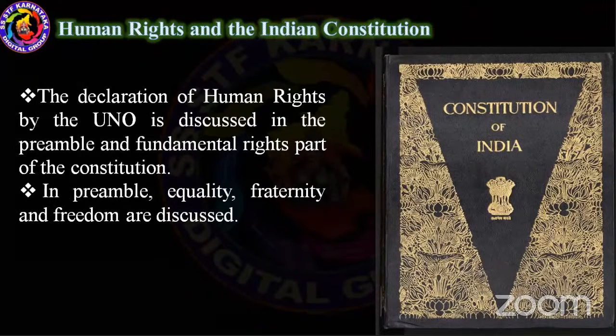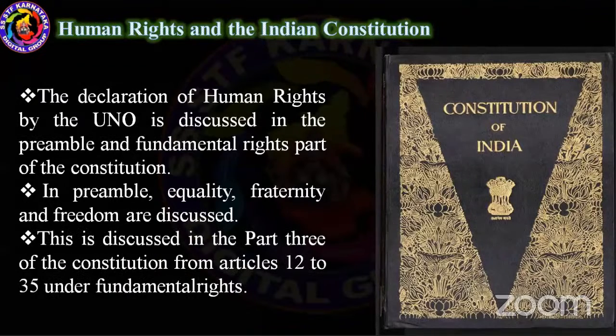These are all mentioned in the preamble of the Indian Constitution: equality, fraternity or brotherhood, and freedom. This is discussed in Part 3 of the Constitution, from Article 12 to 35, under fundamental rights. All these human rights have been implemented through the Indian Constitution. Particularly Part 3, Articles 12 to 35, indicates and draws focus on the effective implementation of human rights and fundamental rights.